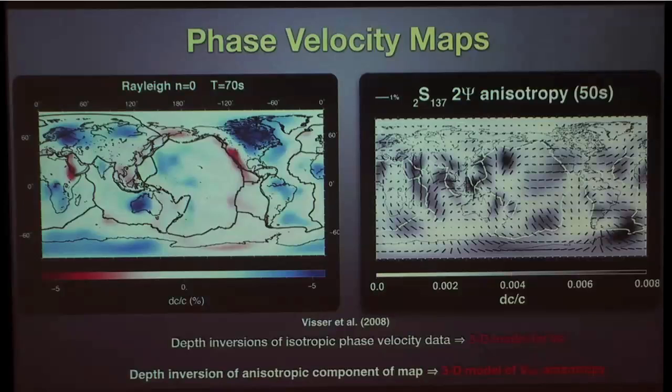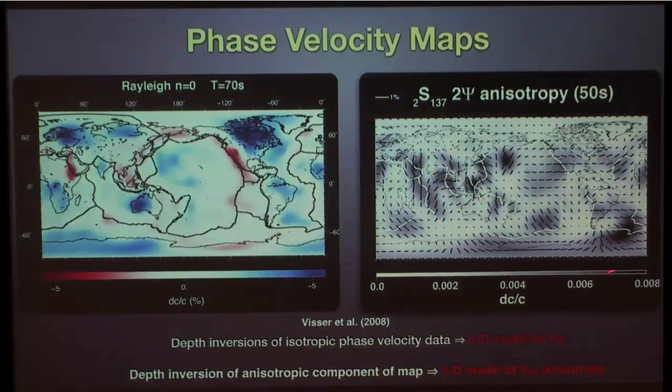So Visser and Ampere did these phase velocity measurements for fundamental mode and higher modes. They produced phase velocity maps. These are the isotropic part of the phase velocity maps, from which you can get 3D models of shear wave velocity, for instance. We're not going to talk about this.